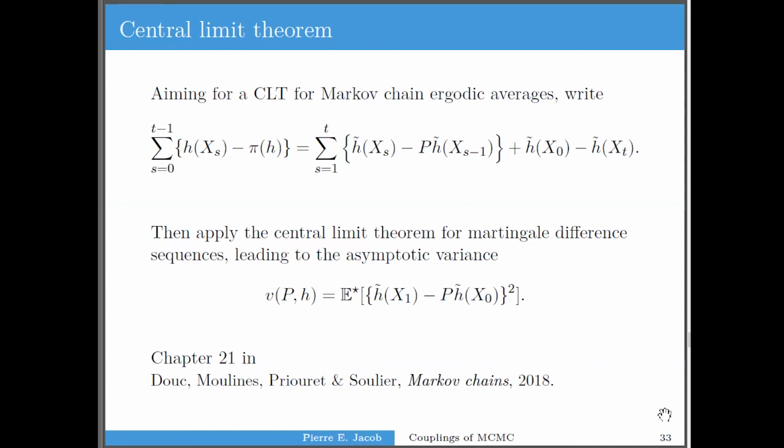It's E star because it's under stationarity: X0 follows pi, and X1, given X0, follows the Markov kernel P(X0, dot). That's explained, for example, in the many books on Markov chains, such as this one by Douc et al.